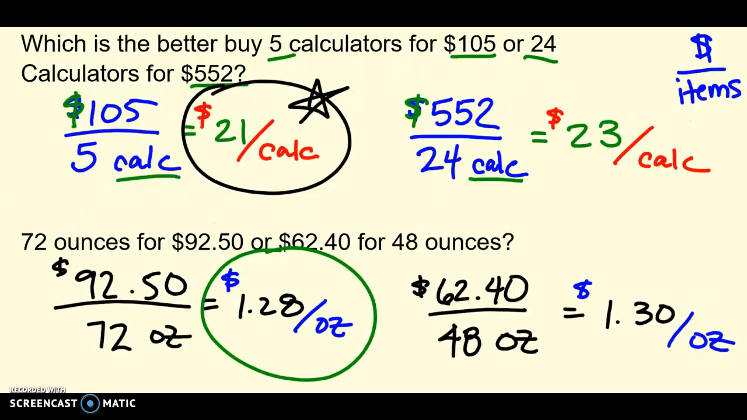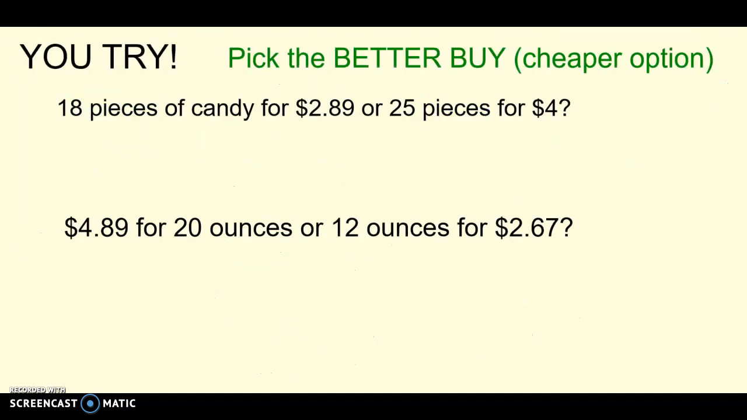Okay, so we did 2 together. Now you have 2 to try. So the next 2 look like this. Pick which one is the better buy. So set them both up, divide them both, and then decide which one would be the better option if you were buying these. So pause, and then we'll check together.